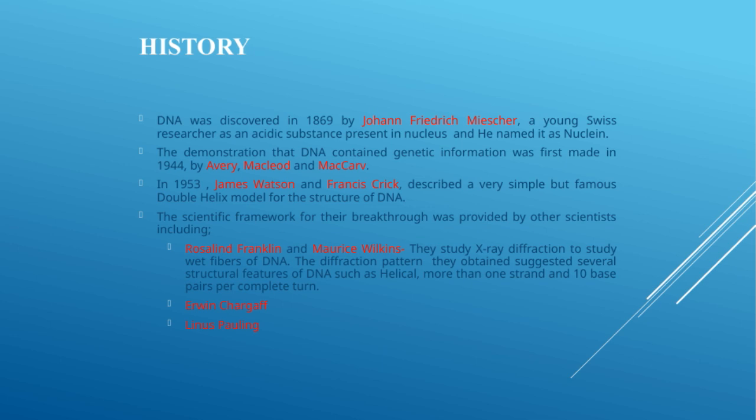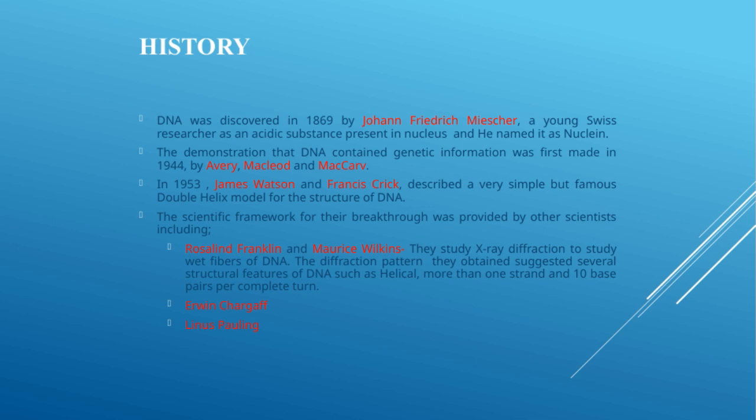Fast forward to 1944, when Avery, MacLeod, and McCarty demonstrated that DNA actually carries genetic information. This was a pivotal moment because it shifted the perception of DNA from just a chemical substance to the blueprint of life itself. Then, in 1953, James Watson and Francis Crick proposed the famous double helix model for DNA's structure. Their model was simple yet elegant, revealing how the strands of DNA twist around each other. This discovery was crucial because it explained how genetic information is stored and replicated.